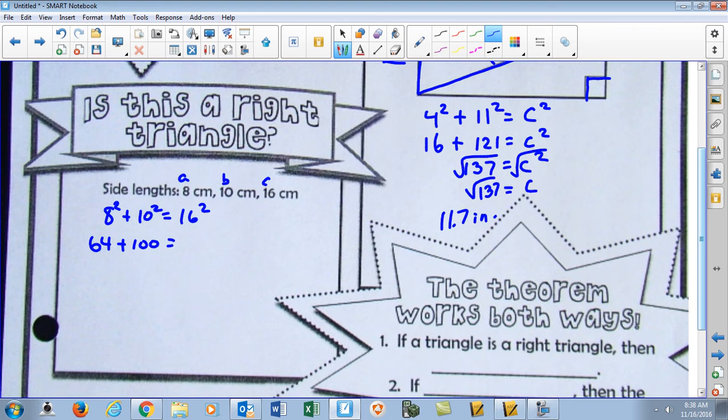16 times 16 is 256. All right, if I add 64 and 100, what do I get? 164. So does 164 equal 256? No, it does not. So this is not a right triangle, because the left side doesn't equal the right side. So this is another form of the theorem.